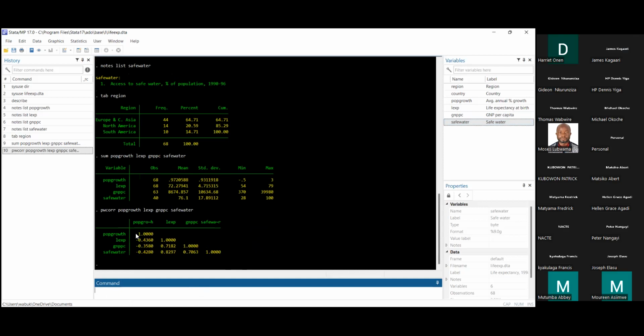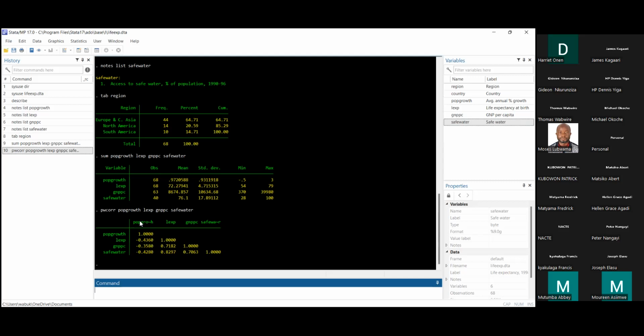This is pairwise correlation. So these are the coefficients. Of course, when you correlate a variable with itself, it is 1. So we're interested in the values below the ones. Remember that on the upper side, they are the same values.